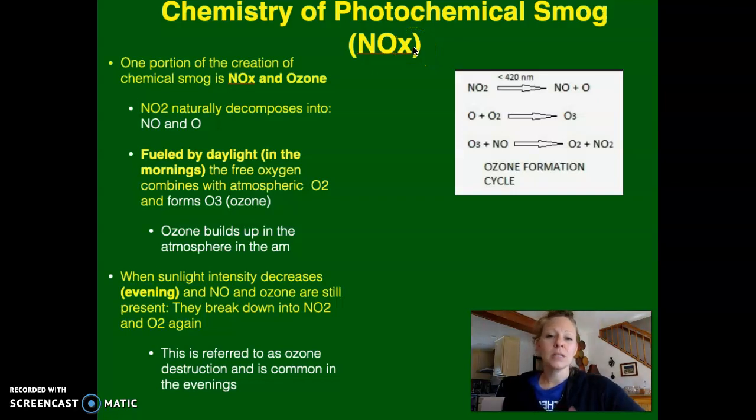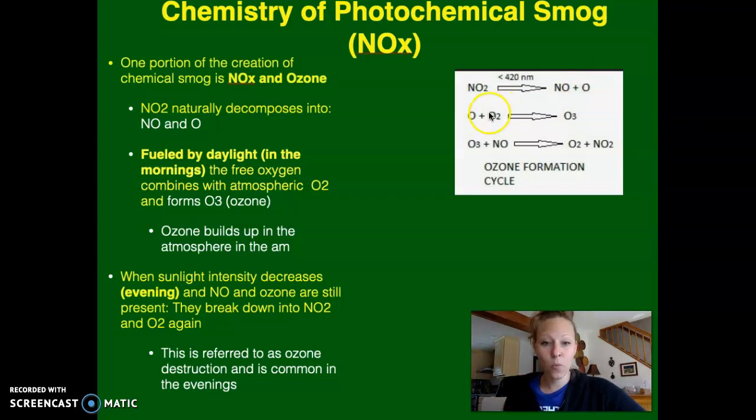And so what happens in the morning, nitrogen dioxide is going to break down due to the energy of the sun. Remember we said that nitrogen monoxide is going to turn into nitrogen dioxide, that bond is not very stable, so it's going to transfer back and forth pretty readily. So in the mornings, the light energy from the sun is going to break this molecule down into nitrogen monoxide and one single oxygen atom.